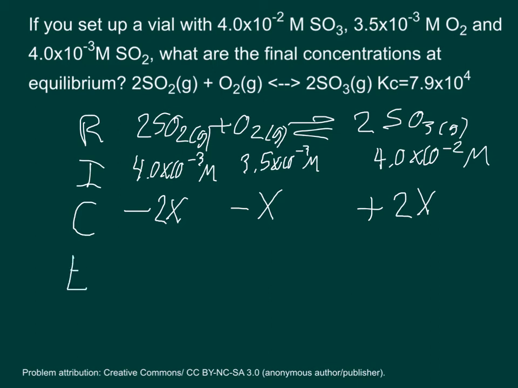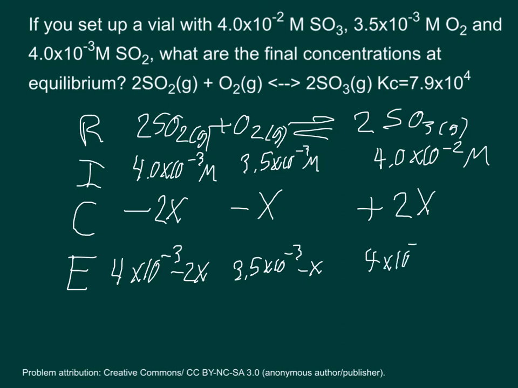And then out of this we get our equilibrium concentrations. I'm just going to drop the units for now to make it fit. For SO2 it is 4 times 10 to the negative third minus 2x. The oxygen will be 3.5 times 10 to the negative third minus x. And the SO3 will be 4 times 10 to the negative second plus 2x. Okay, and those are all going to be molarities.